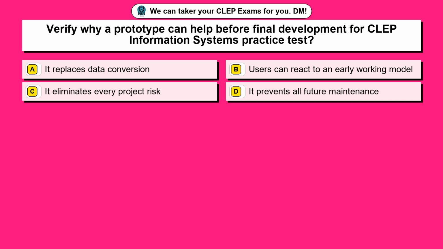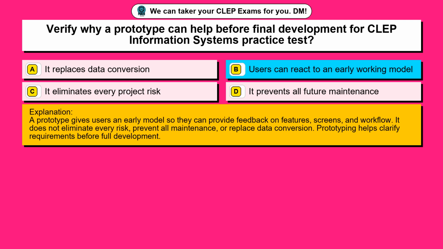Option A. It replaces data conversion. Option B. Users can react to an early working model. Option C. It eliminates every project risk. Option D. It prevents all future maintenance. The correct answer is option B. Users can react to an early working model.